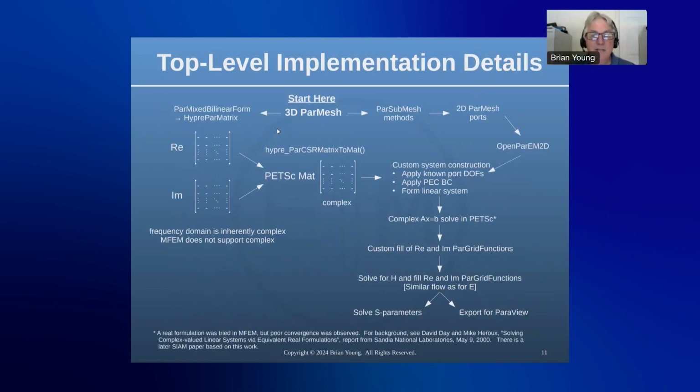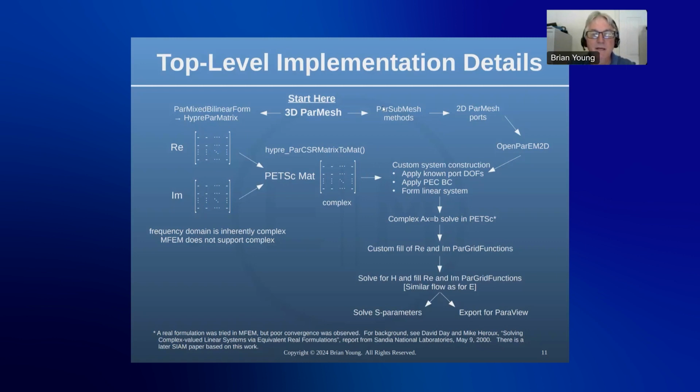Okay, so top level implementation details. The starting point is a 3D ParMesh, so import a mesh into a ParMesh, then go through the bilinear forms according to the standard methodology, very similar to the examples. The difference is, since I'm doing frequency domain, I need to use complex numbers. So there's a real and imaginary version. I'm doing matrix operations on a CPU, so I go to two HypreParMatrices to get the real and the imaginary part. But I need to solve them in complex. So those are converted to complex PETSc using a conversion routine that I wrote. I could not find one that would do that. That seems to be pretty effective.